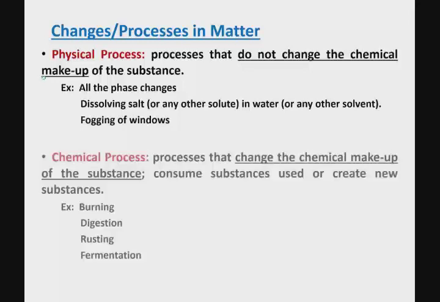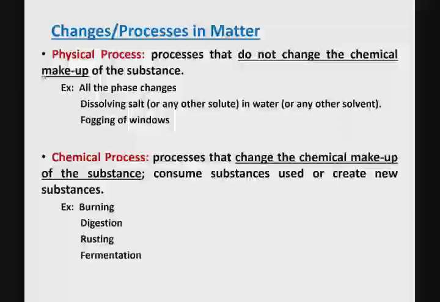Chemical process, on the other hand, is a process that does bring about a change in the chemical makeup of the substance. In a chemical process, substances are used up and new substances are created in their place. Things that didn't exist before are now present. That's a chemical process. Burning is a chemical process. If you cook, you're carrying out chemical processes all the time. Digesting food in your body is a chemical process. Respiration in our body is a chemical process. Rust, when iron rusts, it's a chemical process. Fermentation, when wine is made from grapes, that's a chemical process.